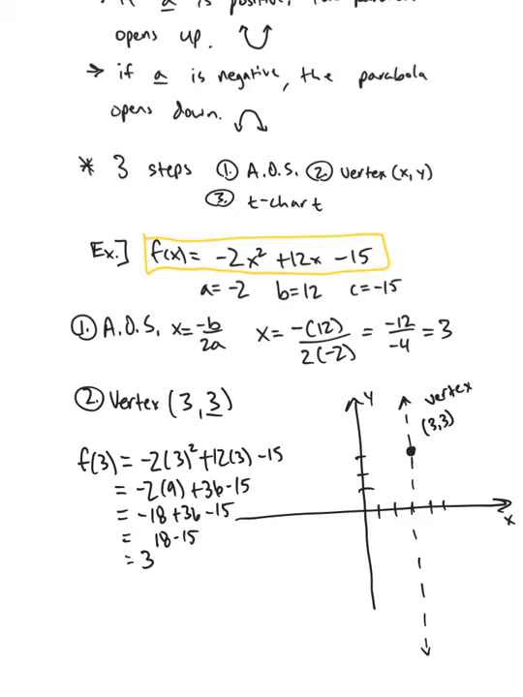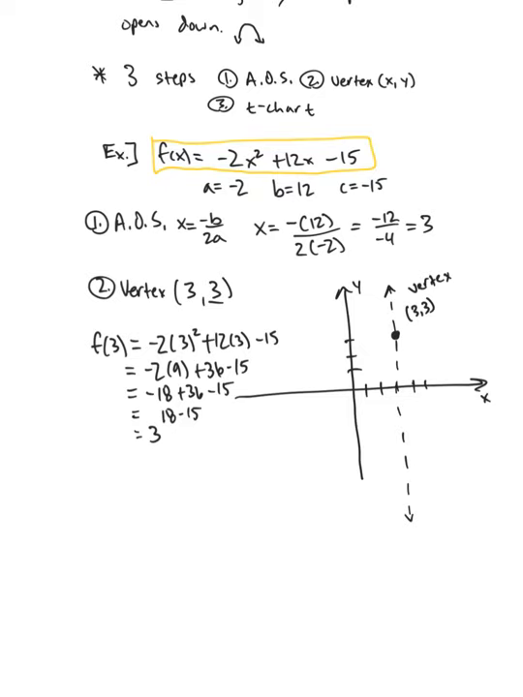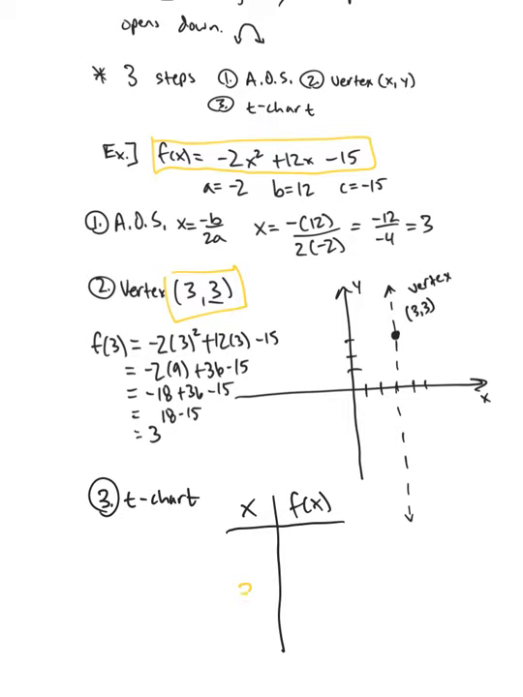All right. The last step is making a T-chart. So our third step is making that T-chart. And this is going to give us the rest of our points. When you do this, guys, take that vertex point, that 3, 3. That's going to go in the middle of your T-chart.